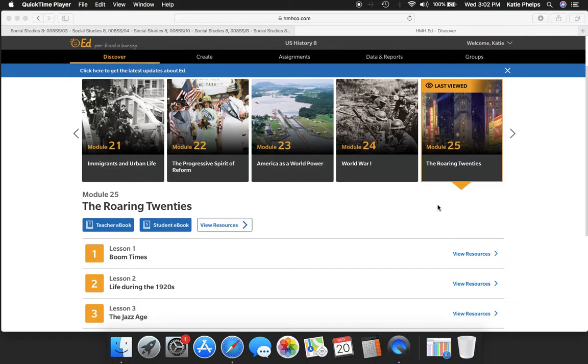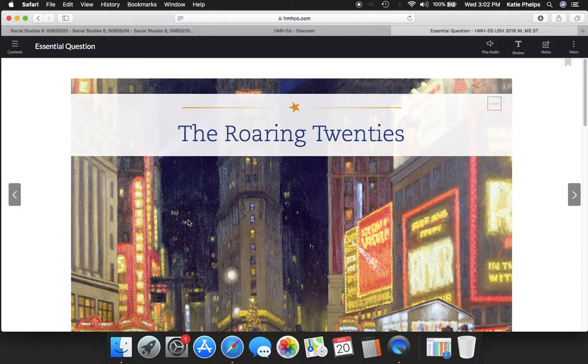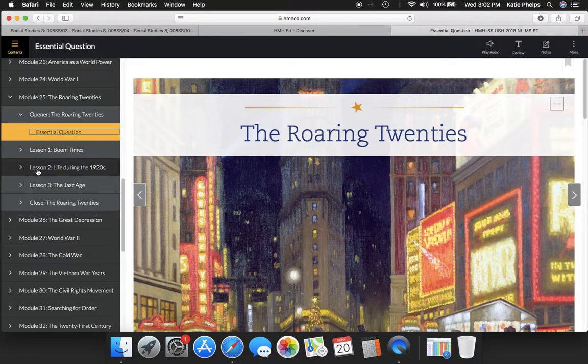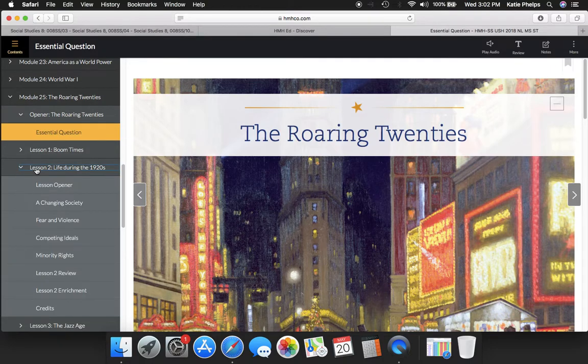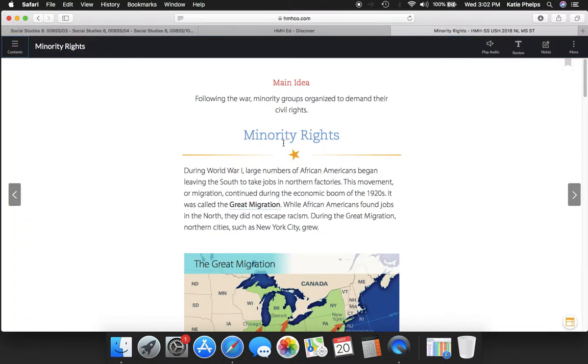Today's lesson is very simple. You're just going to open the student ebook for Module 25, and you're actually going to go back to the same section you were on yesterday. So if you click on Contents, again, you are going to Lesson 2. Once you're under that heading, you want to click on Minority Rights. I'm going to click there, and I'm going to get rid of my contents.